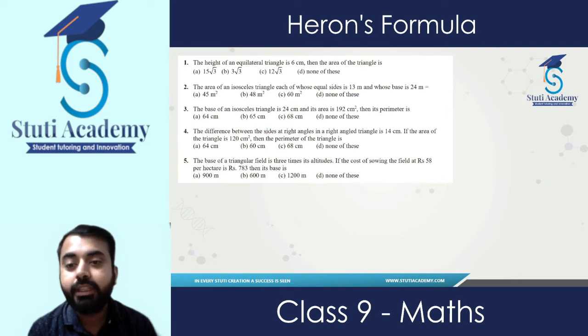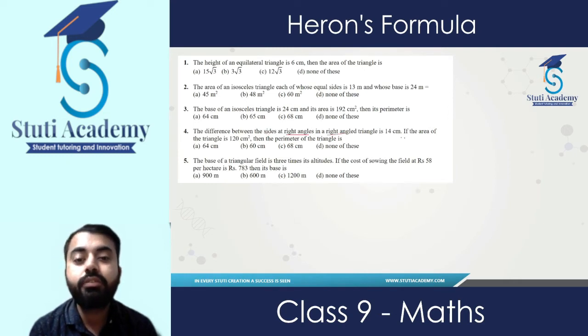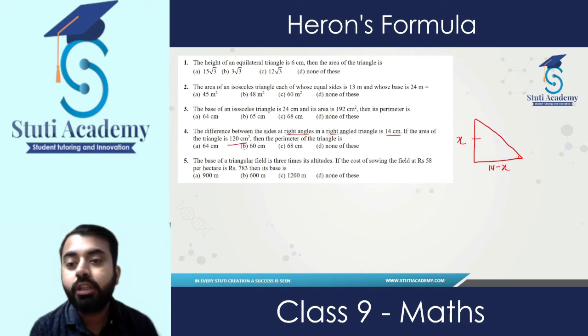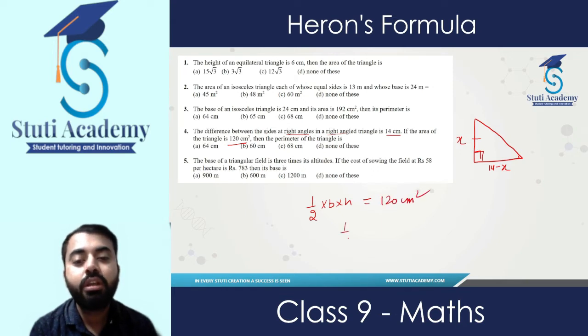The difference between the sides at a right angle in a right angle triangle is 14. We have been given that the sides of a right angle triangle are having a difference of 14 centimeters. So let's say if this is x, then it must be what? It must be 14 minus x. Right? Area of the triangle is 120 centimeters square. You guys know if this is a right angle triangle, then its area will be what? Half into base into height, which is 120 centimeters square. Half into x into 14 minus x, which is 120.